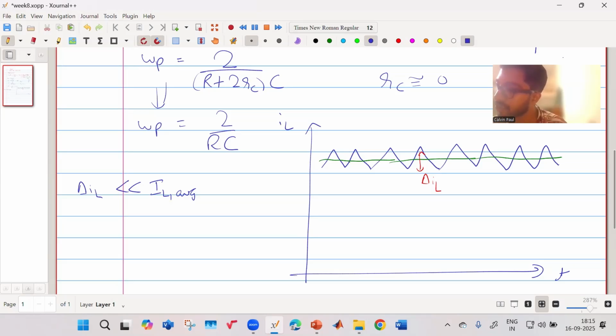And when we are doing the current mode control modeling, we are saying that this signal over here, the peak, this is your I command signal, IC signal. So we are assuming that your IC is approximately equal to your IL average. But that is not always true because the ripple is also there. So that's why in those cases your modeling is not accurate.